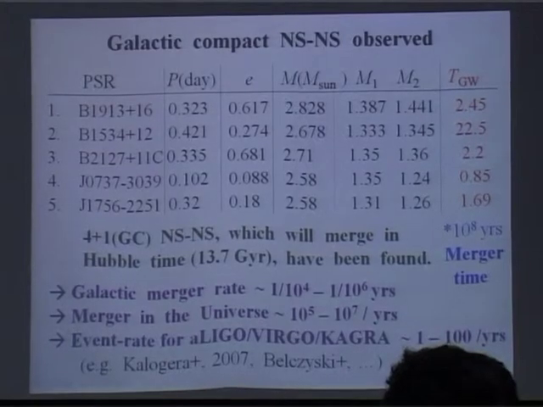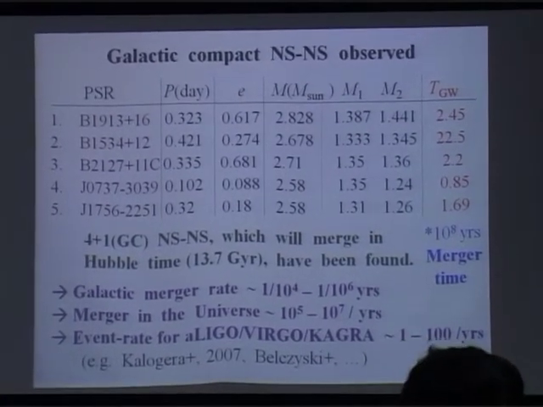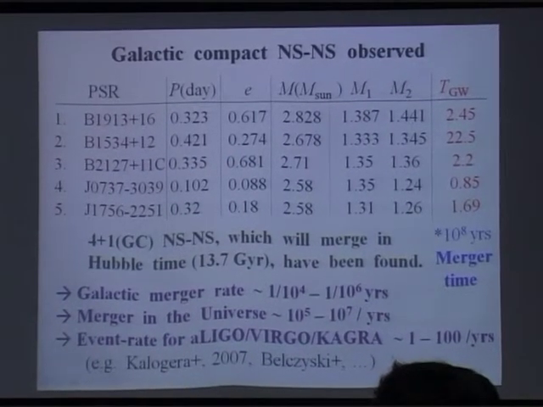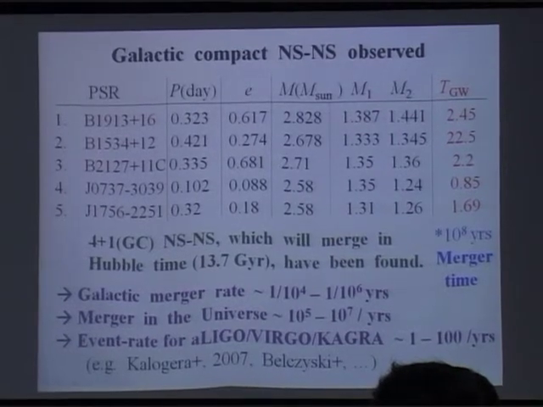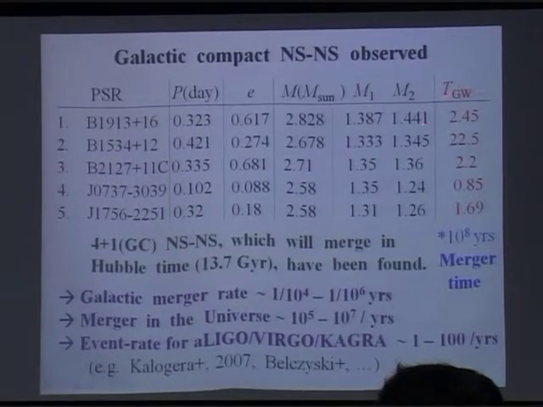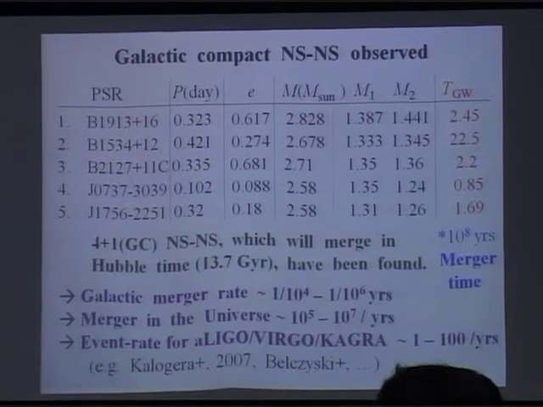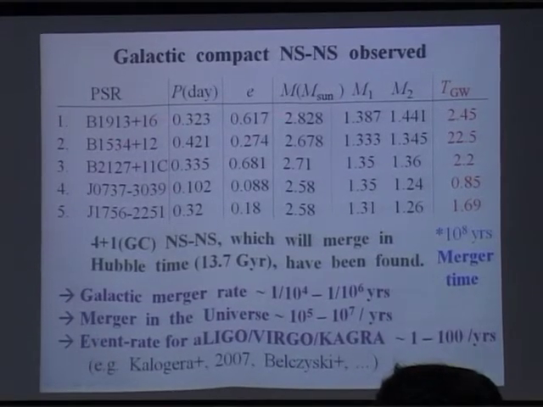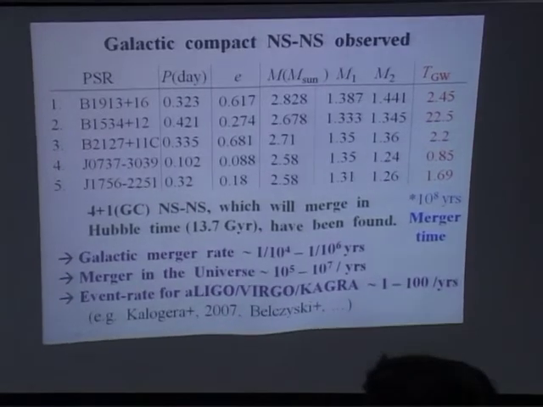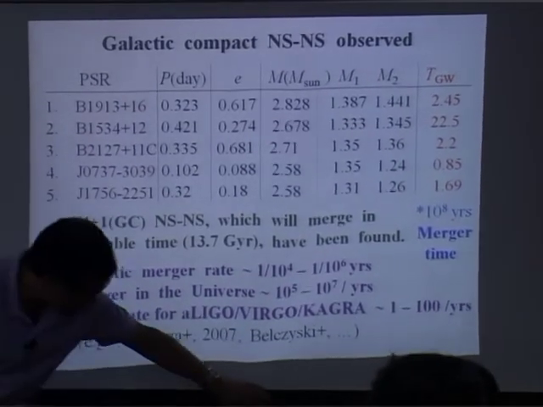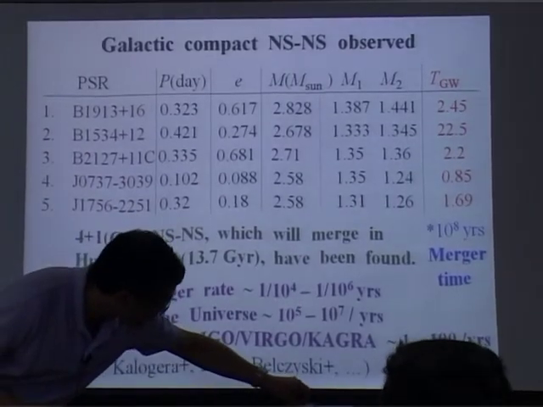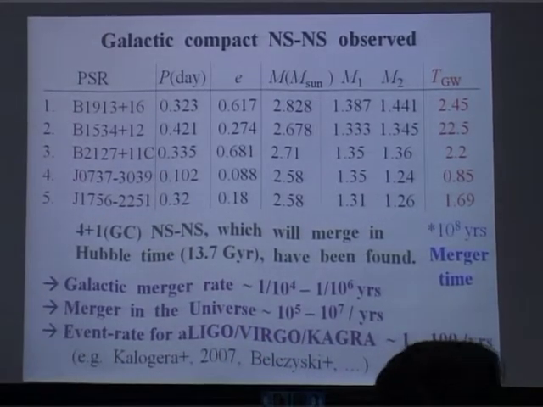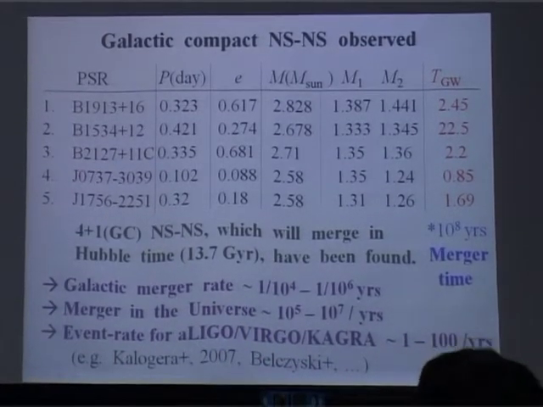This is a list of the observed binary neutron stars in our galaxy, and there are five binary neutron stars observed in our galaxy which merge within the Hubble time. This is the time scale to the merger, and the typical time scale is about 100 million years to 1,000 million years. So we know there are at least five binary neutron stars which will merge in our galaxy. And this suggests that the merger of binary neutron stars could be a frequent phenomenon in the universe.